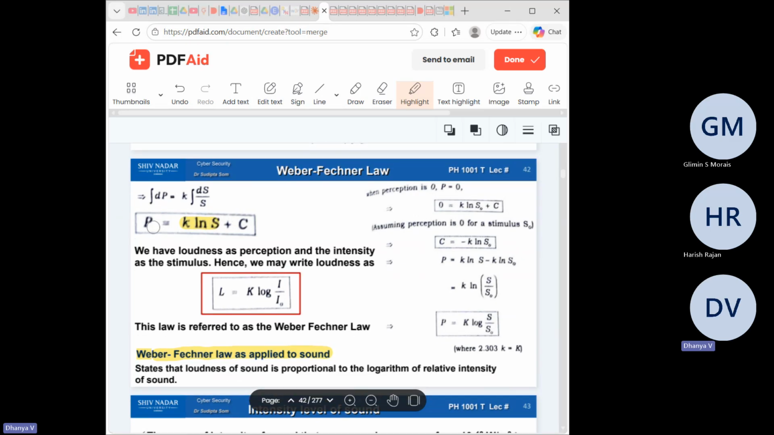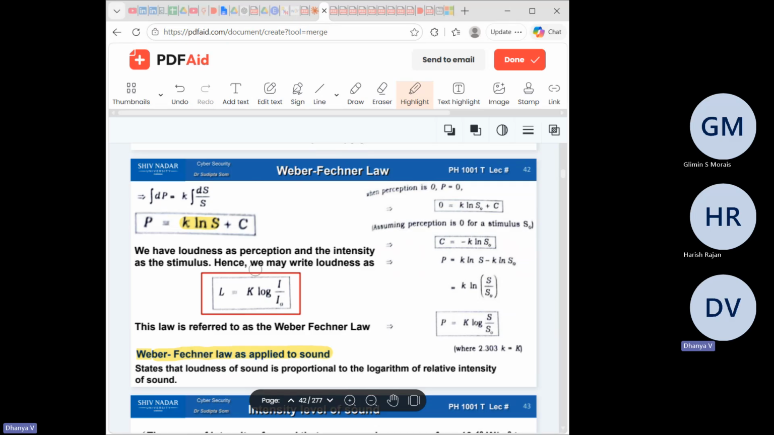Okay, so when the perception is zero, that is, I was telling you that at one point, even when the weight is getting added, there is no perception. Like they didn't perceive that the weight is getting added. So you put p is equal to zero, then if you rearrange, you'll get c is equal to minus k ln s naught, considering s naught is the stimulus. So you just substitute this in this formula, and you'll get this one. So ln s by s naught. So it is just stimulus. So in a general formula, p is equal to k log s by s naught.